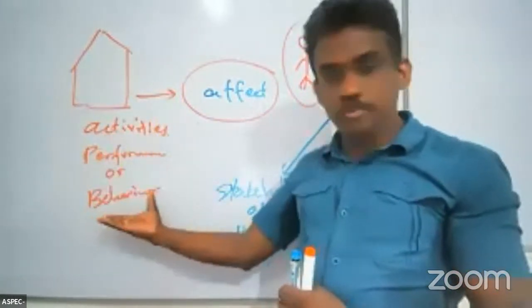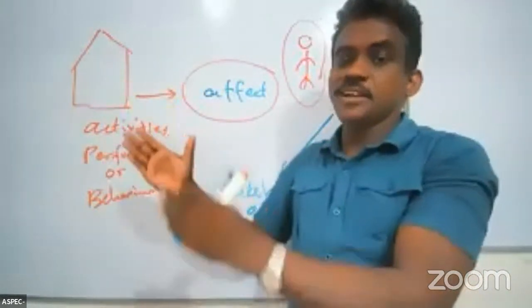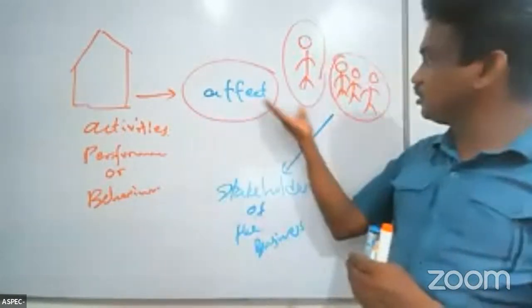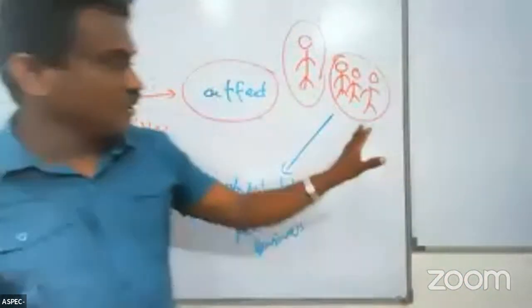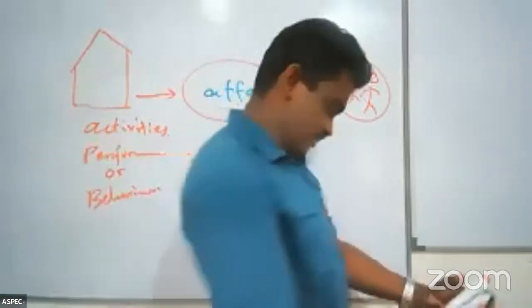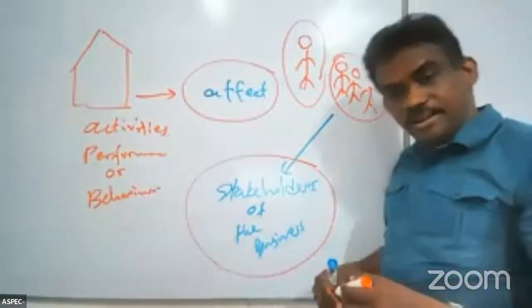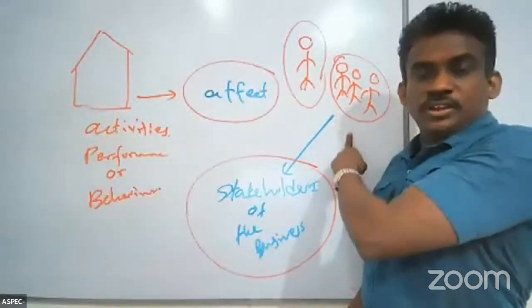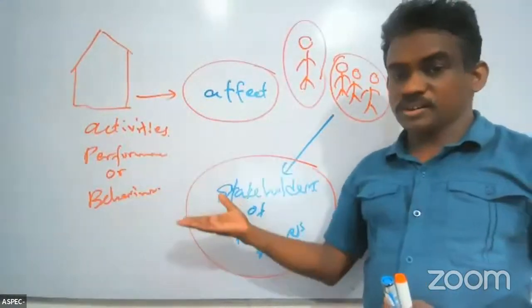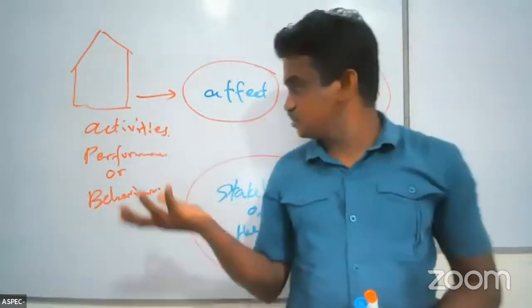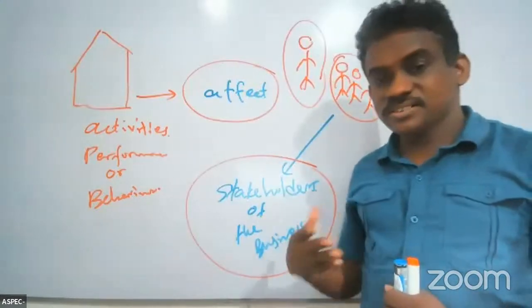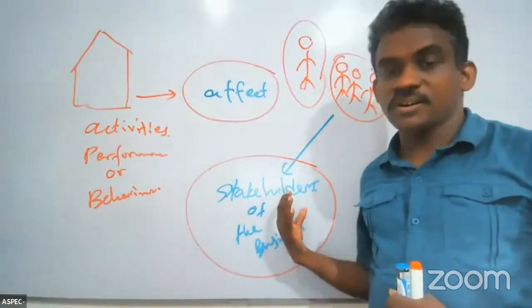The business carries out activities, performance, and behavior in society. We know that business is a social institution. Their activities, performance, and behavior affect individuals and groups of people. We call those individuals and groups stakeholders, right? Is it important to identify the individuals and groups affected by the activities and behavior of the business? It is important because these individuals and groups respond to business activities, performance, or behavior. Therefore, identifying the stakeholders is very important, and also their objectives.